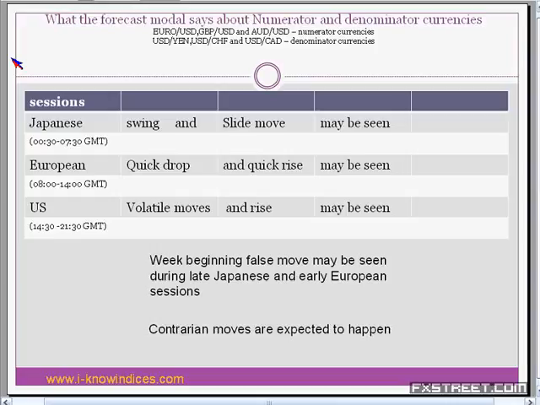So contrarian moves are expected to happen in the market, as you see, and throughout this year, it is expected to happen.